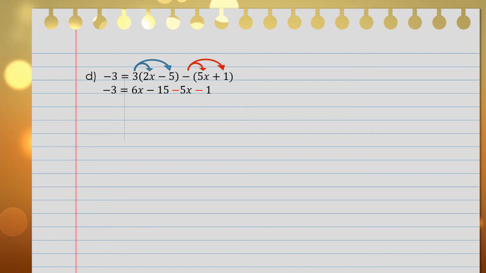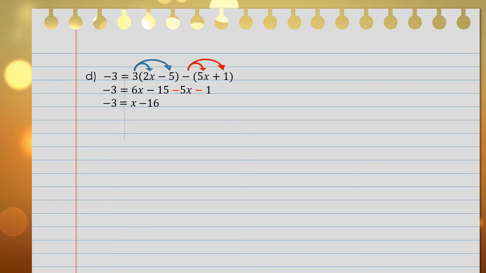Now, still only looking on the right side of the equation, notice we have like terms that we can put together to simplify. 6x minus 5x can combine to give you x, and negative 15 minus 1 can combine to give you negative 16. So we've officially simplified the right-hand side of the equation. So now we look at the problem as a whole.